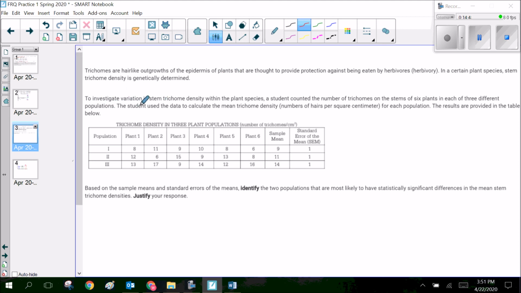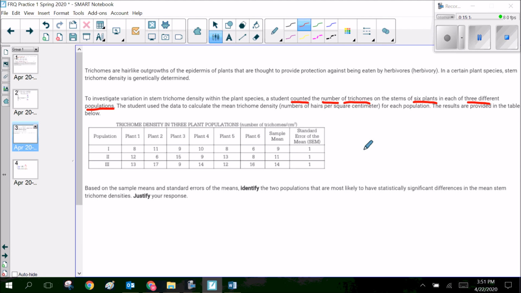To investigate variation in stem trichome density within the plant species, a student counted the number of trichomes on the stems of 6 plants. Okay, so then I'm going to start underlining stuff. So they counted the number, I'm going to underline this, of trichomes on the stems of 6 plants in 3 different populations. Why am I underlining that? Well, because it's going to help me to understand how they outline their experiment.